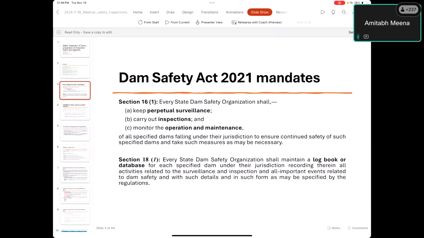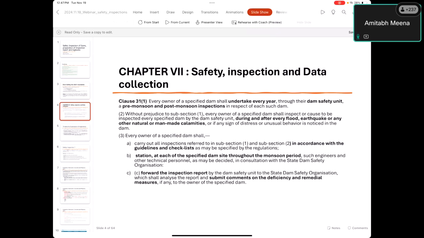See, in other statutes also, whenever there is a confusion in two sections of an act, then the specific section always prevails. So particularly for inspections, Section 31 is the concerned section which will decide.